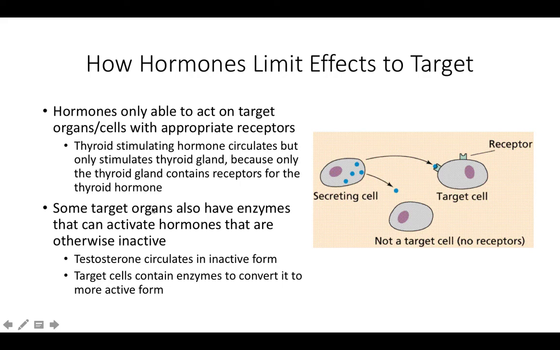Another way that we can limit the effects of hormones to strictly our target organs is that some target organs have enzymes that can activate these hormones that are otherwise inactive. Testosterone is a great example of that. Testosterone circulates in our body in a pretty much inactive form, and then when it arrives from the testes to its target organ, whatever that target organ may be has enzymes that'll convert it to a more active form.